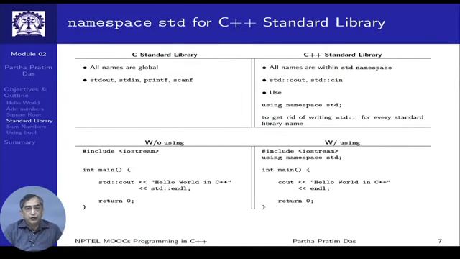We also illustrate here that if you do the shortcut of putting using namespace std, then you do not need to prefix all standard library names with the std:: namespace.